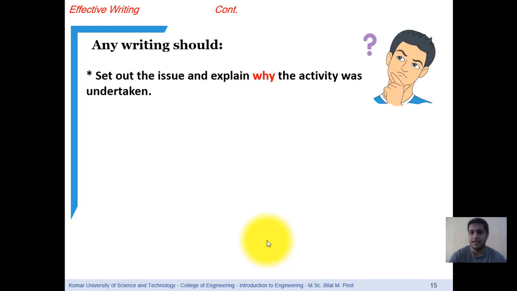There are many keys to write something effectively, but there are some points that every written report should answer. The first point is set out the issue and explain why the activity was undertaken. So answering why did you do this, why did you perform this experiment, why did you prepare this report is very important to be answered.